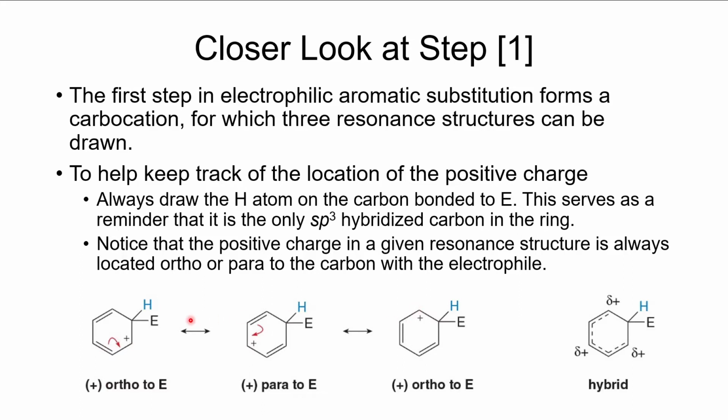Now, it's no longer an aromatic ring, it's an arenium ion, but we can still think of it as ortho and para, because we're going to regenerate that aromatic ring pretty quickly. This is what the hybrid structure looks like. So we have a positive charge on 2, 4, and 6. So that means we have a partial positive charge on carbons 2, 4, and 6 in our hybrid structure.